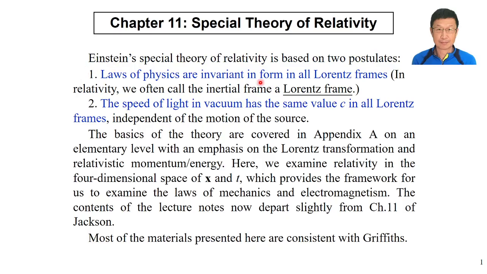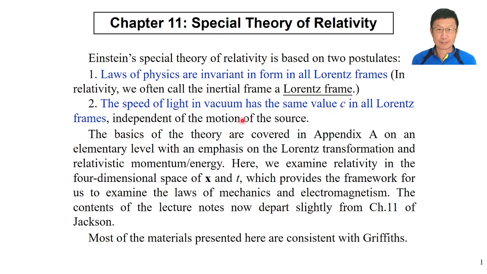Remember, we make two postulates. One is law of physics are invariant in form in all Lorentz frames. The other is the speed of light in vacuum has the same value c in all Lorentz frames. Lorentz frame means the inertial frame.